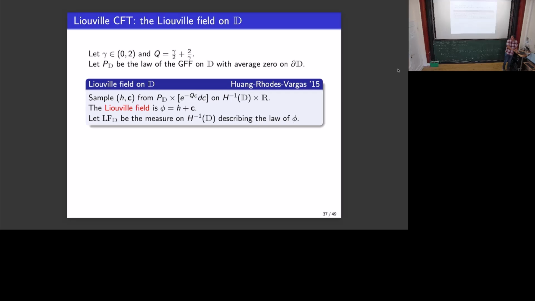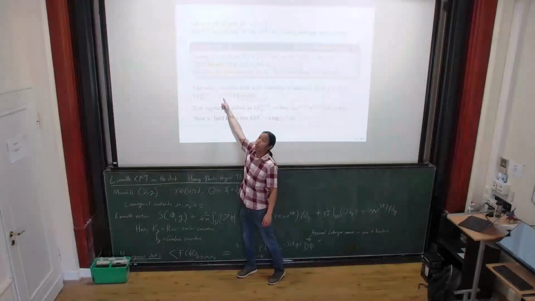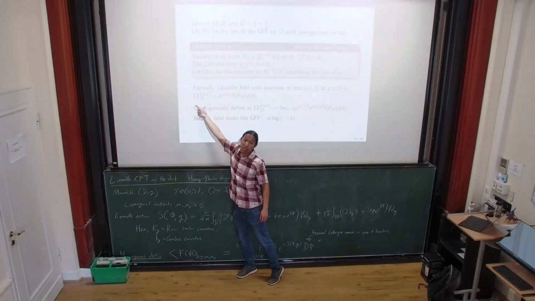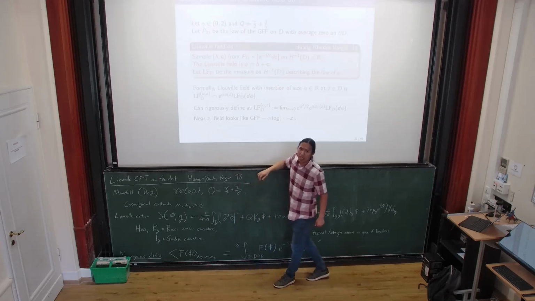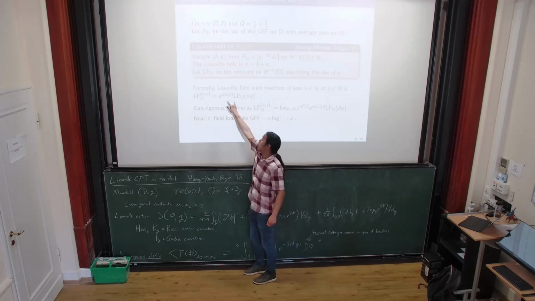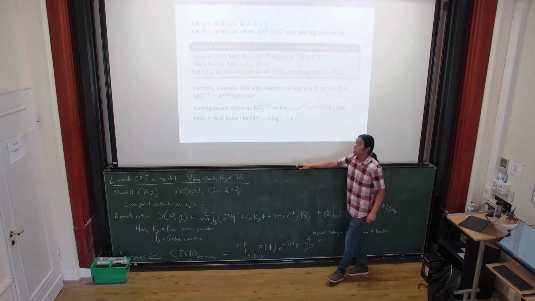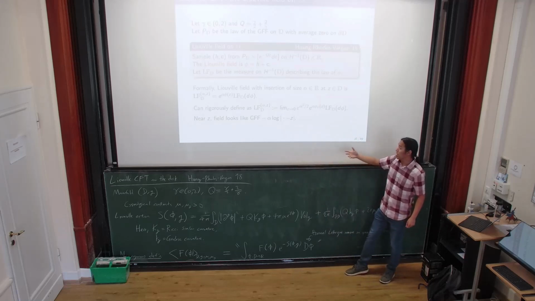Okay. So we can add insertions to the Liouville field. And formally what you would want to do is you take the Liouville field and you weight its law by e to the alpha times phi of z for some point z and some real number alpha. And that gives you this Liouville field with insertions. This is only a formal expression because phi of z does not make literal sense. Phi is not defined pointwise. So what you really need to do is some kind of regularization and renormalization procedure.